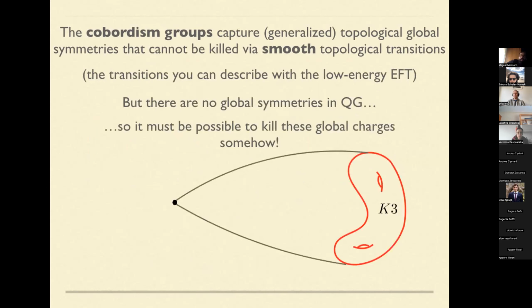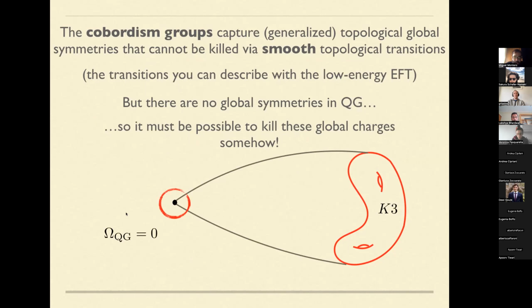But I was telling you before that there are no global symmetries in quantum gravity. So it must be possible to kill this, to show that even these charges that are non-trivial in the cobordism group, there has to be some possibly singular object, from the point of view of the effective field theory, that kills those charges. Laksha, once I take into account all of these defects, because I believe there's no global symmetry in quantum gravity, it had better be that there's nothing left.